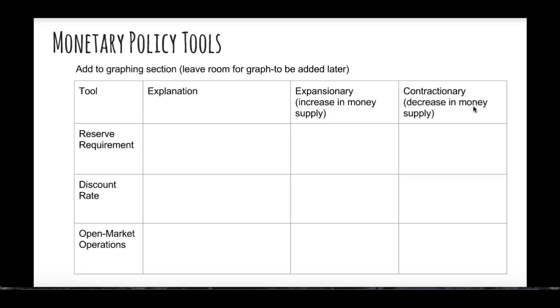Okay, so now what I want you to do is add this section to your graphing section. I know it sounds weird, and you're like, monetary policy tools, it's a chart, why are we adding this to the graphing section?